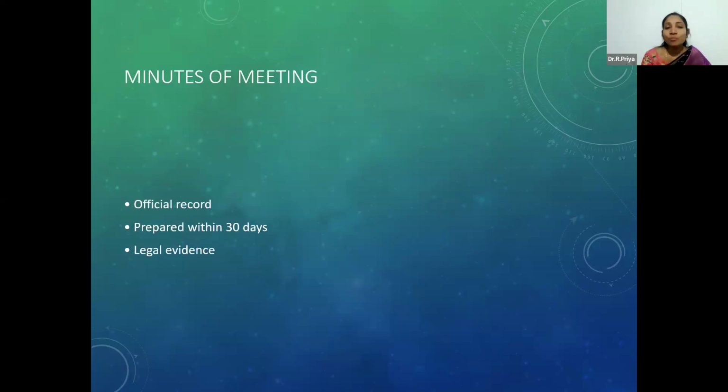Then a more important thing is the minutes of meeting. The minutes of meeting are the official written record of the proceedings and decisions taken at a duly convened meeting. They serve as an authoritative account of what transpired during the meeting. The first one is the official record: date, time and place of the meeting. Normally, what is the difference between agenda and minutes?